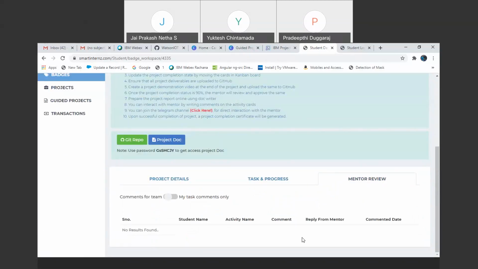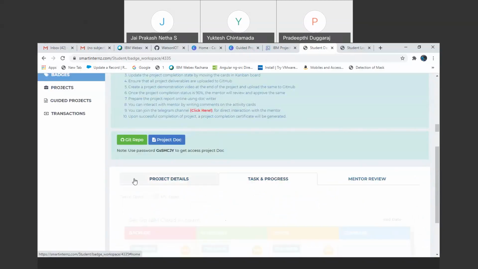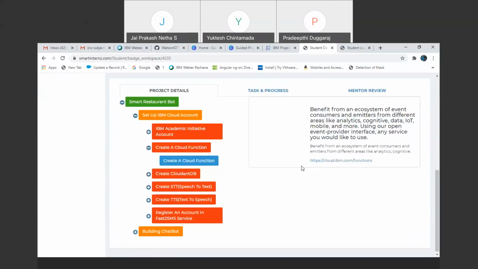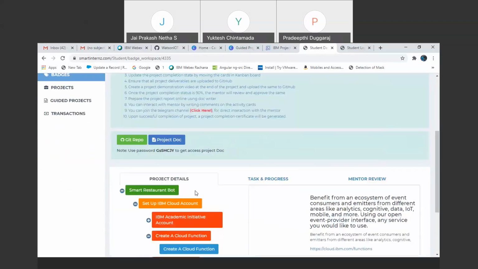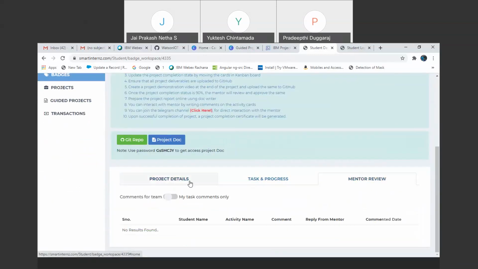All the mentor reviews will be available here. So you have everything on this Smart Interns platform to have hands-on experience on any particular technology. All the code, whatever you write, all the projects, whatever you develop, you can directly upload into the GitHub repository from this workspace itself.